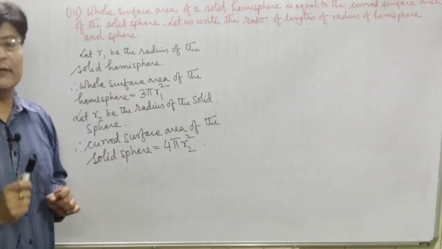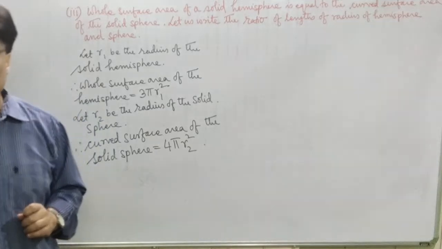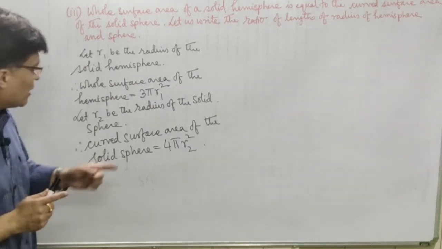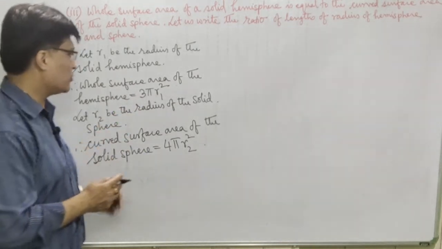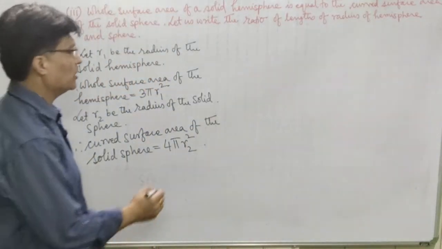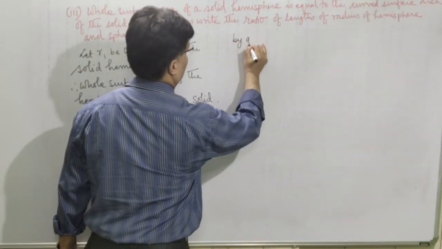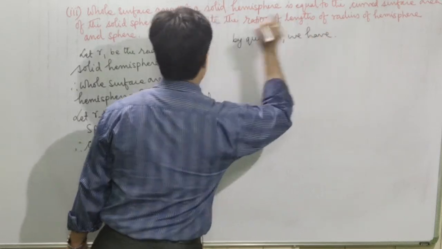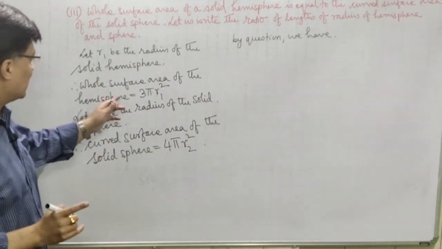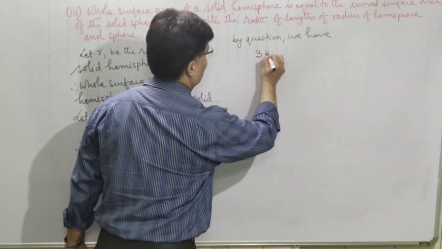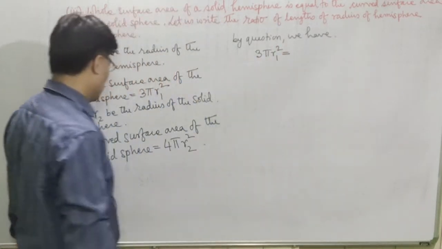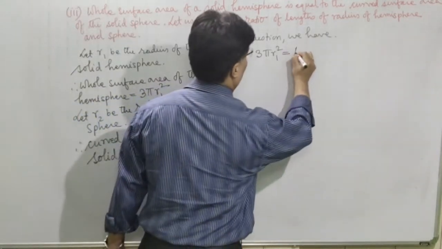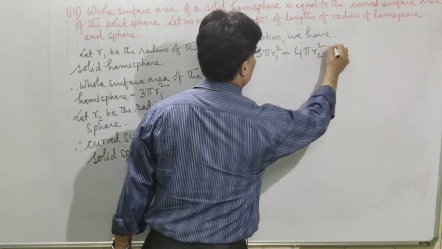Now by question it is given that the whole surface area of the solid hemisphere is equal to the curved surface area of the solid sphere. So by question we can equate these two, isn't it? So by question we have, whole surface area of the solid hemisphere, that is 3 pi r1 square, is equal to the curved surface area of the solid sphere, that is 4 pi r2 square.